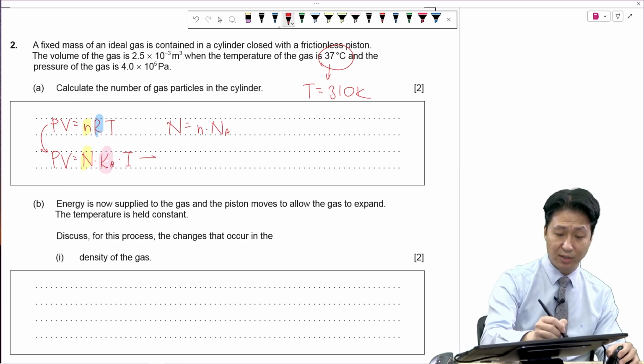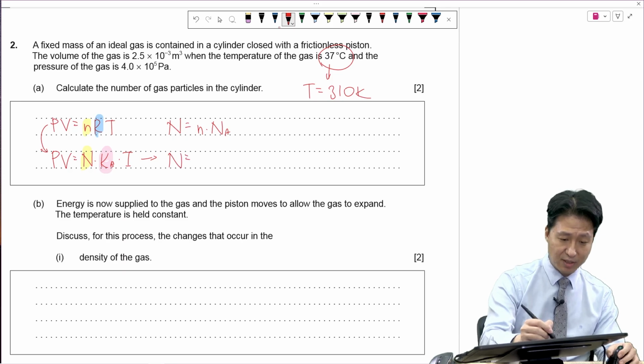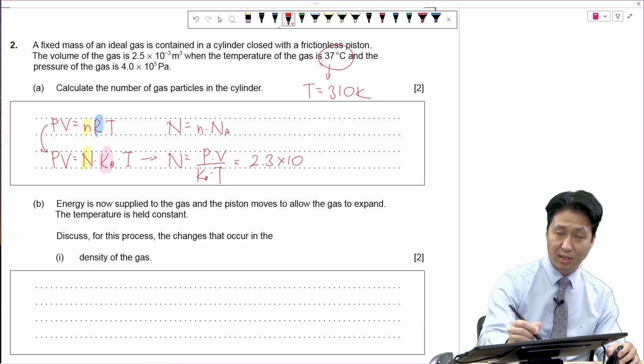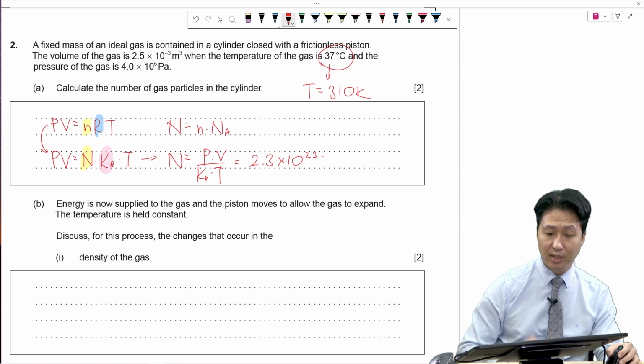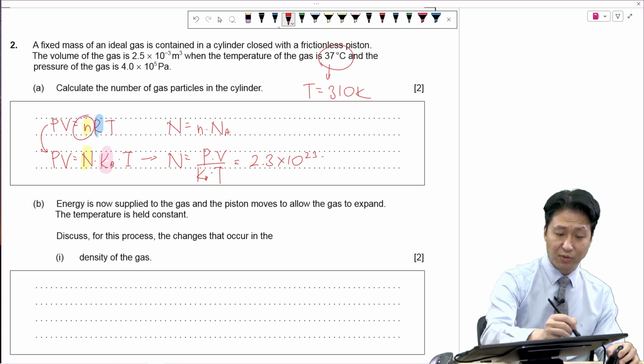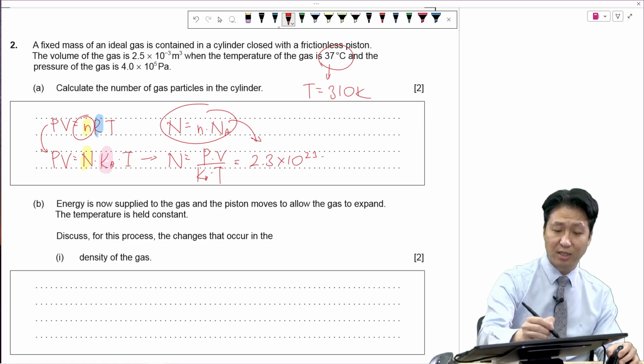So you should use this equation here, which makes it easier to calculate that the number of atoms would be the pressure times the volume over the Boltzmann constant times the temperature. And using these values, you should get 2.3 times 10 to the 23. If you find the number of moles first in this, you should still get the same final answer.